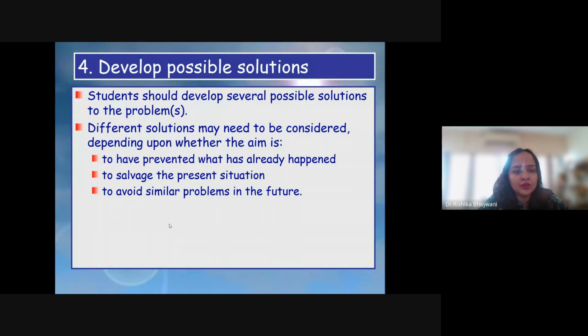So here, different solutions may be taken into consideration, which can prevent the problem, or salvage the present situation to avoid similar problems in future. Now it got solved, and in future we can avoid that. That is something students should think on. They should do critical thinking on this, and ensure that multiple perspectives are considered rather than relying on a single approach.